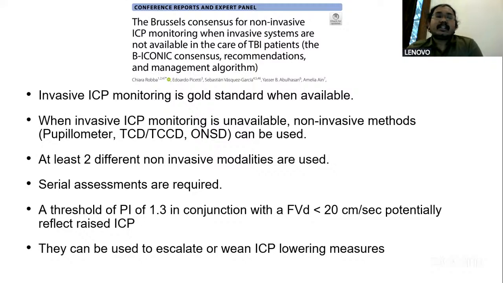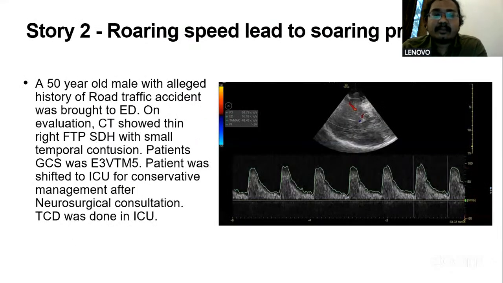And the more important thing is these non-invasive ICP monitoring techniques can be used to escalate a therapy or wean off therapy. Say we have a patient where osmotherapy is being given and the patient is not responding. So we can increase the dose of osmotherapy, or maybe we can switch to other modalities of lowering ICP. So in our patient, we have a pulsatility index of 1.69 and end-diastolic velocities of 16.83. As per the recent Brussels recommendation, this patient is in a situation of raised ICP.